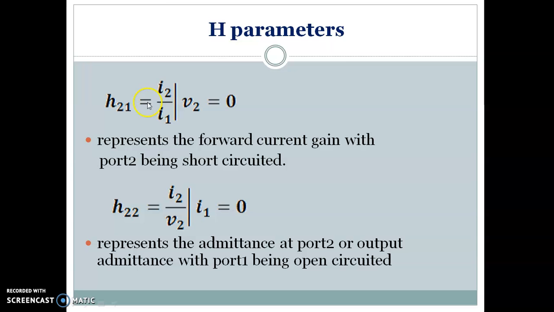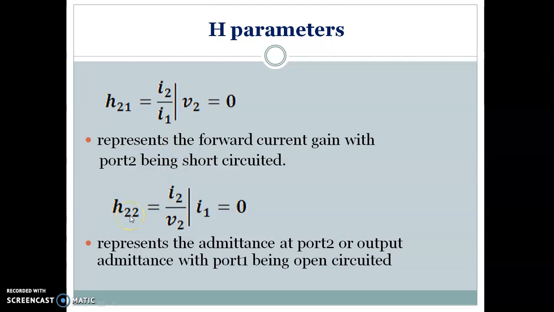Next, my H21. H21 is equal to I2 by I1 provided V2 is equal to 0. It is a ratio of currents, so it represents your current gain. It is output by input, so therefore it represents a forward path. So it is the forward current gain with port 2 being short circuited, because V2 is equal to 0.